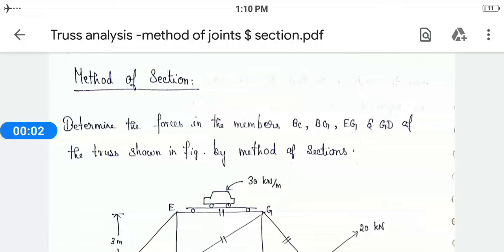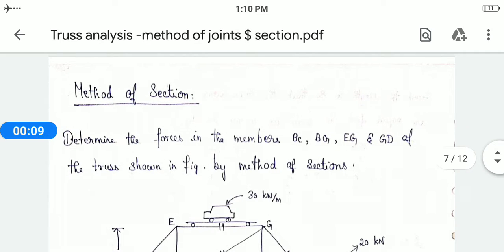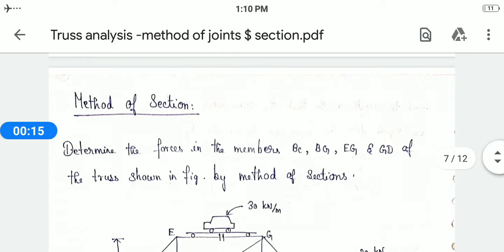In this video, we'll see about the next analysis of truss, that is the method of section. In our last video, we had seen about the method of joints. Now in this video, we'll see about the method of section. I'll define the difference between the method of joints and the method of sections now.